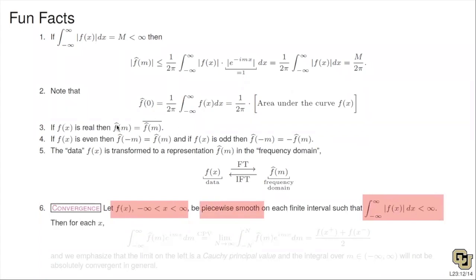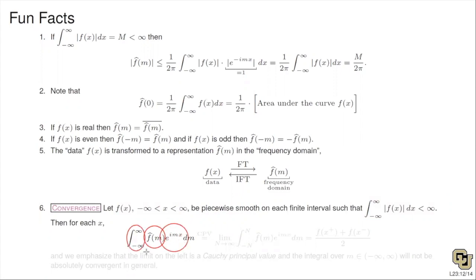Then for each x, here's our convergence result of the so-called inverse Fourier transform. It's really just a Fourier series. Okay, so here's the coefficient times the basis element, and we're summing everything. This is where we interpret this as a Cauchy principal value. So when I write the equal with the CPV above it, it's just to remind us we're interpreting this now as a so-called Cauchy principal value.